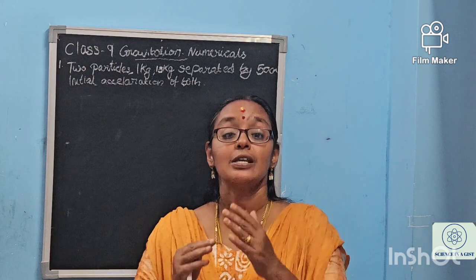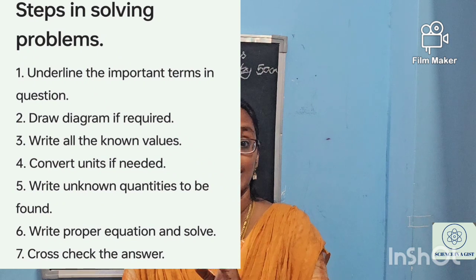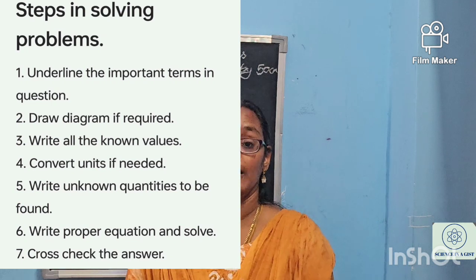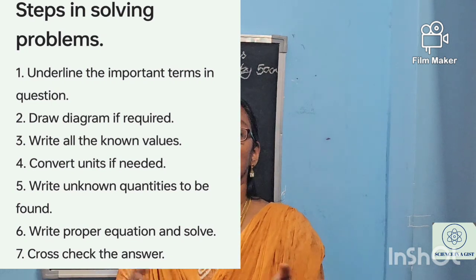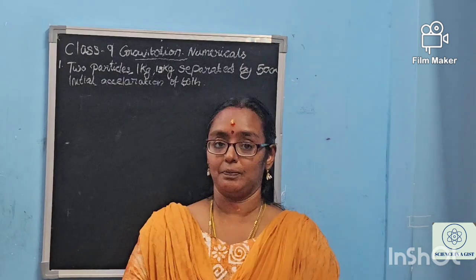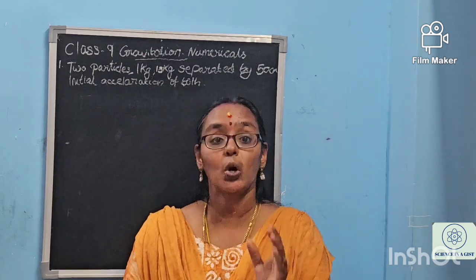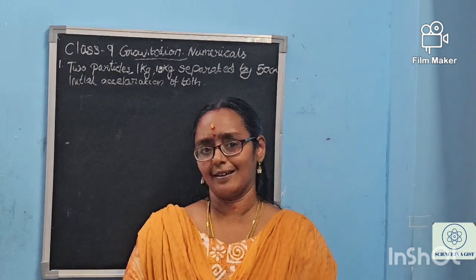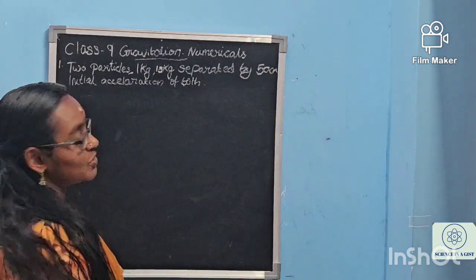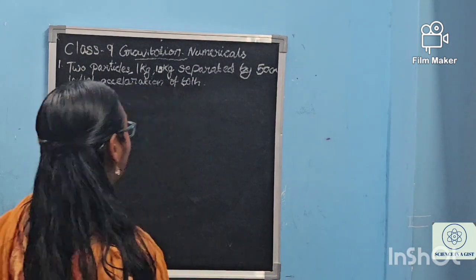The third point is, write the known values. The fourth point is, convert units if there are conversions needed. The fifth point is, write the unknown values. Then the sixth point is, write the formula through which we can solve the problem. By this way we will be able to solve any problem in gravitation, and it will be very easy for you to understand also. So we are going by the steps, so it will be easy for you. Let's see how we can solve.